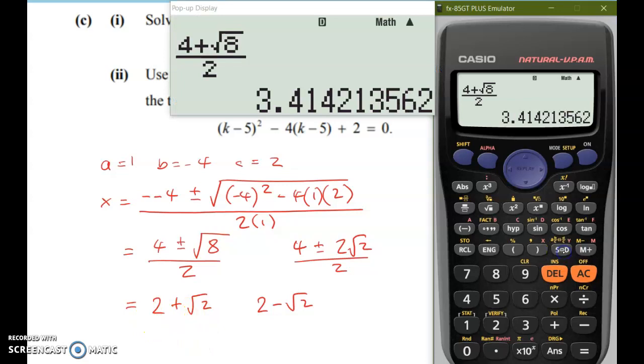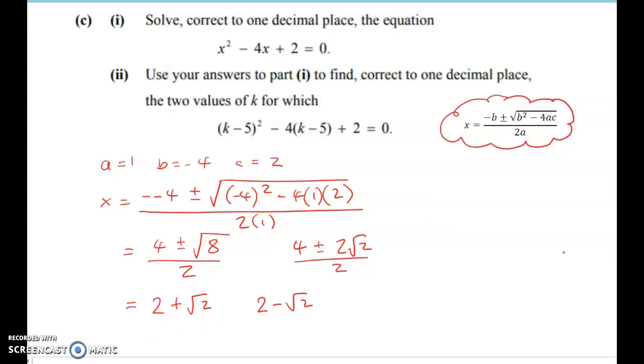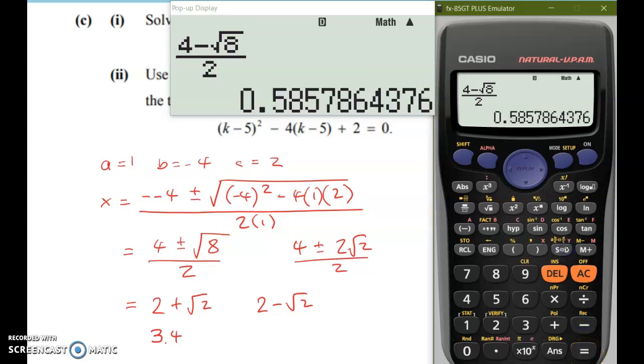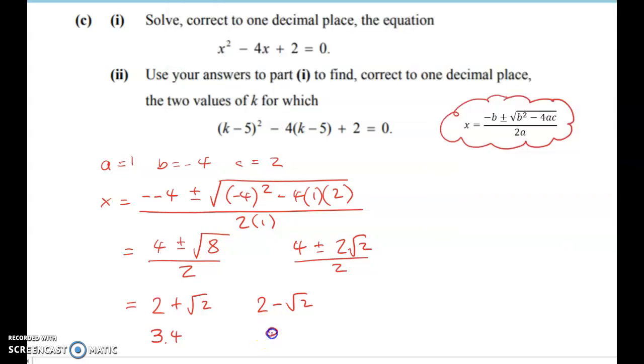Very quickly, as a number, that's 3.414. Correct to one decimal place, that is 3.4. And if you want to go back in and do the negative version, you get 0.6, correct to one decimal place. Okay, now that's correct to one decimal place. Sometimes it's 2. You have to go with whatever the question says.